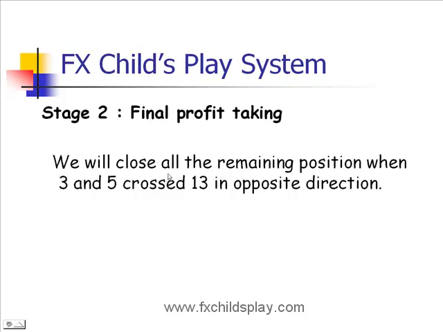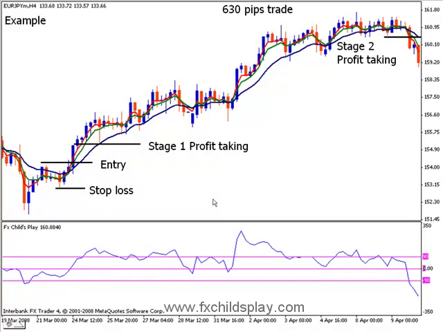So now the second stage is final profit taking. We will close all the remaining position when the 3 exponential moving average and 5 exponential moving average cross the 13 exponential moving average in the opposite direction. Well, let's look at the example here.